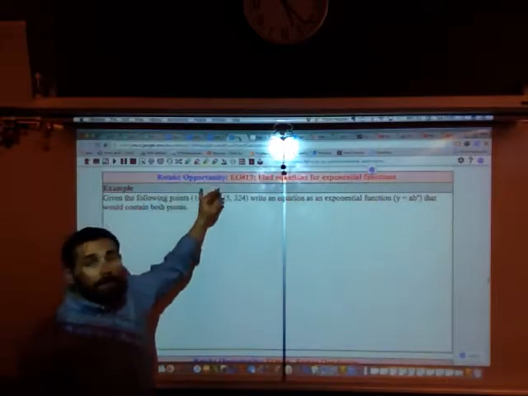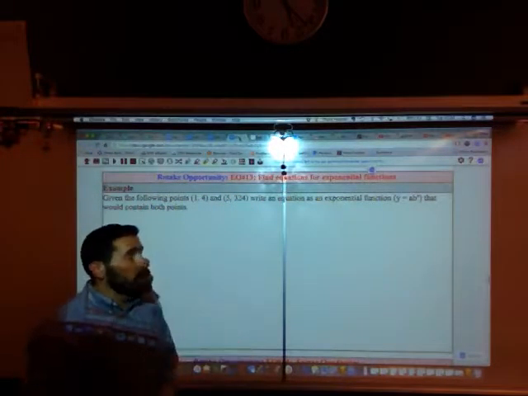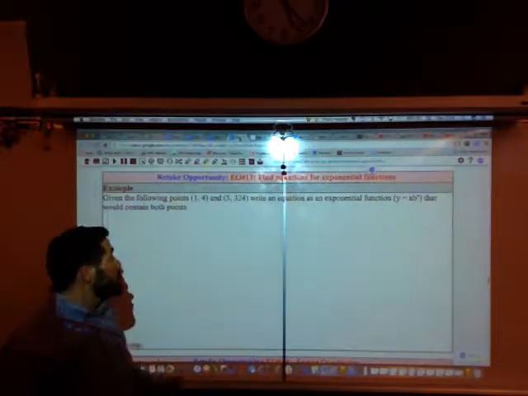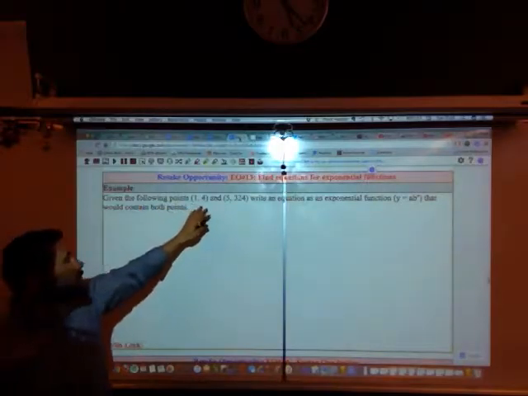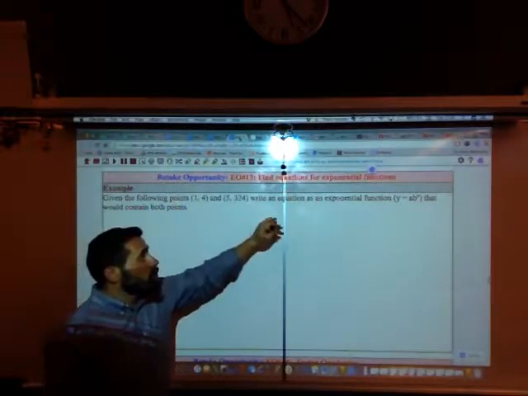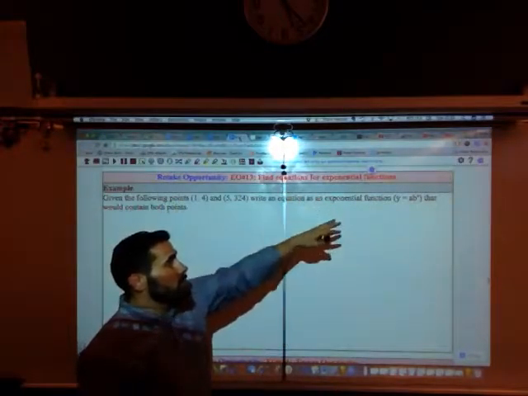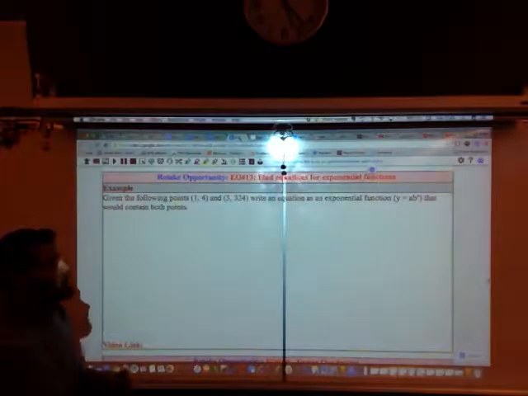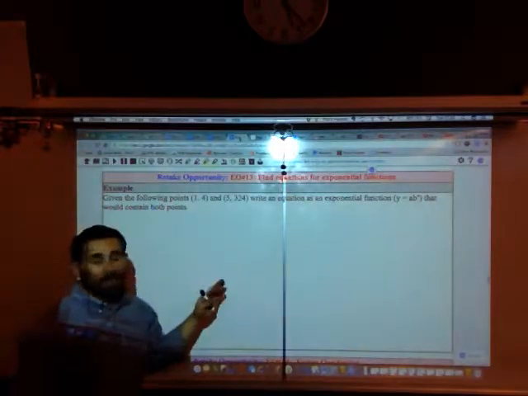We're doing a retake opportunity here on EO 13. So using equations, or find equations for exponential functions. Given the following points, (1, 4) and (5, 324), write an equation as an exponential function, in this format, that would contain both points. For this one, it's actually going to take a lot of work.